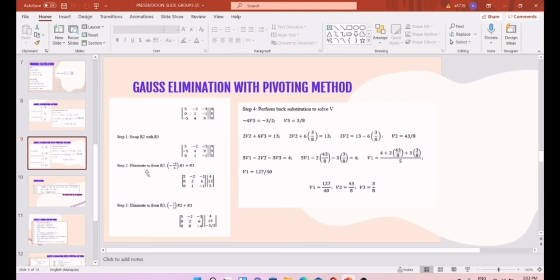Step 2: eliminate S1 from R2. Negative 5 over 5 R1 plus R2. 5, 0, 0. Negative 2, 2, 1. Negative 3, 6. Negative 1, 4, 13, 5.